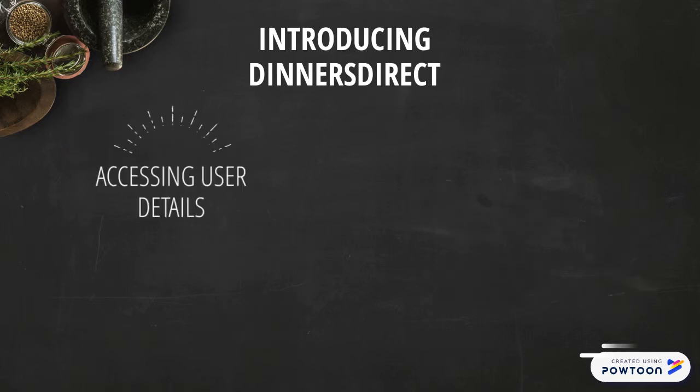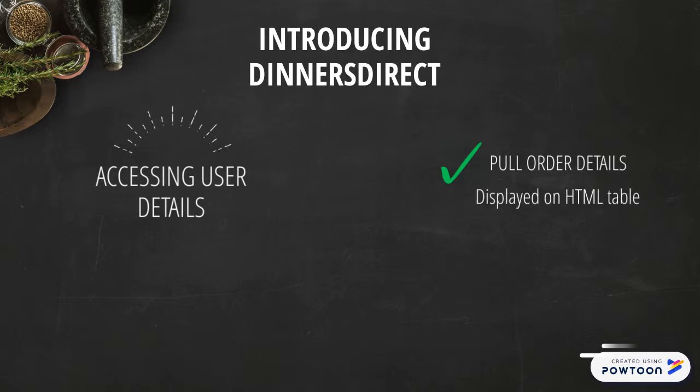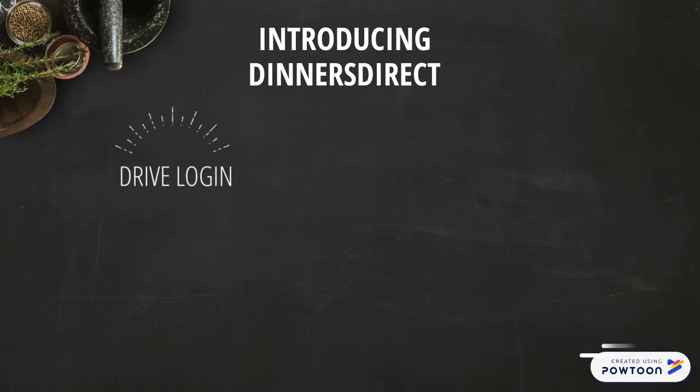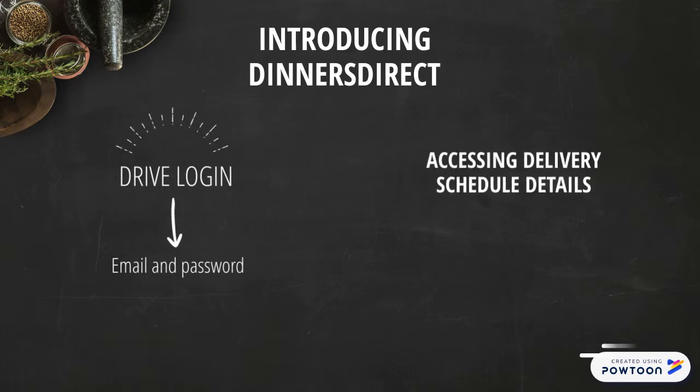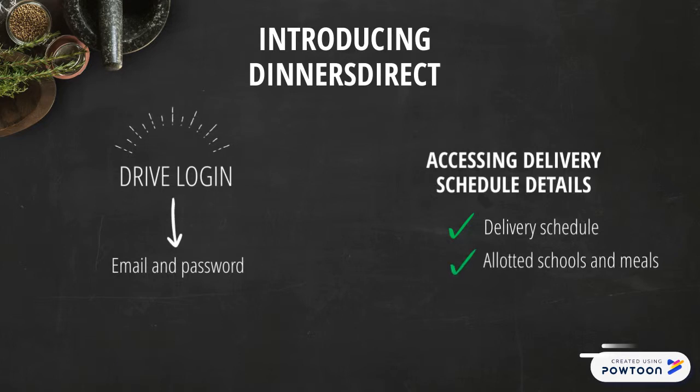Accessing the user details. The customer should be able to pull their order details and have them displayed on an HTML table. Driver login. The driver should be able to log in to the site with their given email and password, and access the delivery schedule details. After logging in, the driver should be automatically shown their delivery schedule, and this delivery schedule has their allotted schools and the meals that they are delivering.